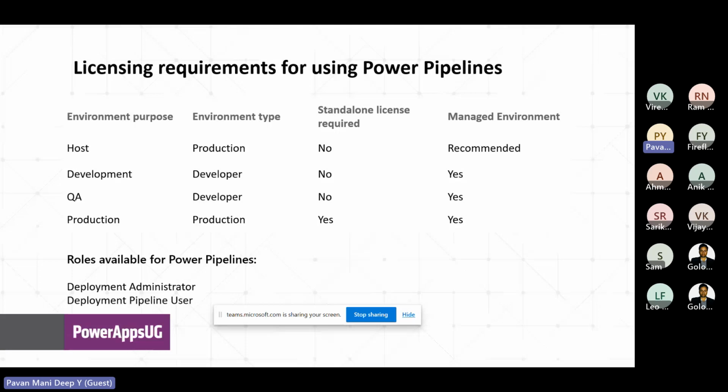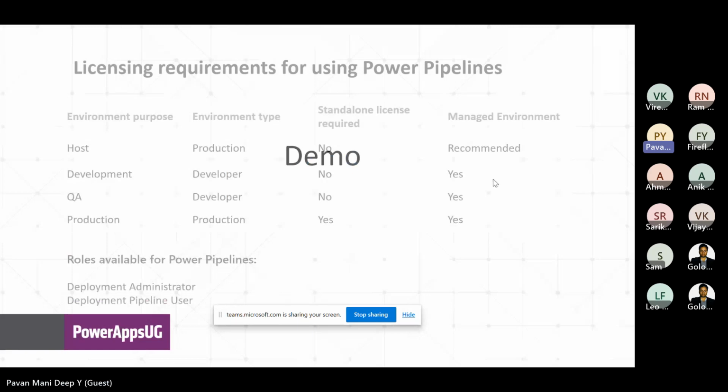In order to work with the pipelines out of the box, once we have installed the pipeline configuration app, we have the deployment administrator and deployment pipeline user security roles available in your solution. You can give deployment administrator to those who are administering the pipeline, and give pipeline user to those who just want to maintain and watch everything. These are the out of box options, and you can customize them up to your needs.